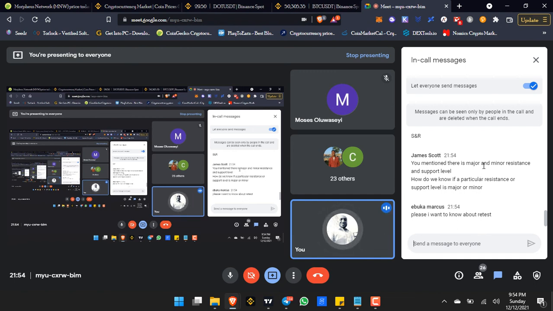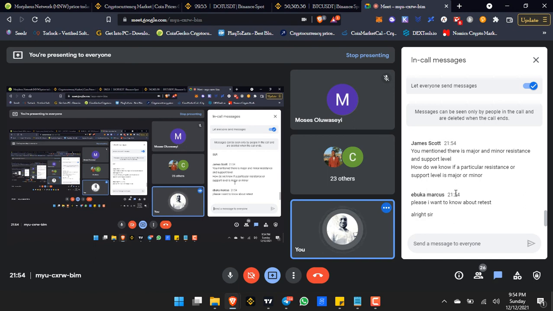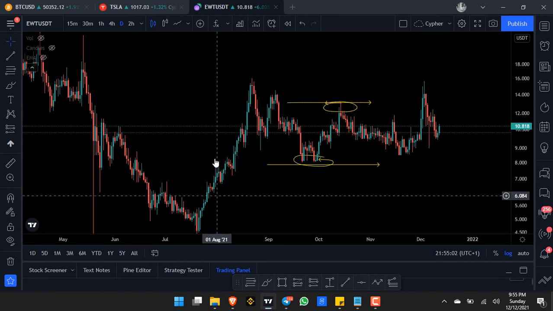You mentioned there is a major and minor support and resistance level. How do we know if a particular resistance is major support? Now, if it's a major support, you'll see that price action would have hit it only once and reacted in a big way. When it hit it once and got a forced pushback, now let me find an example.